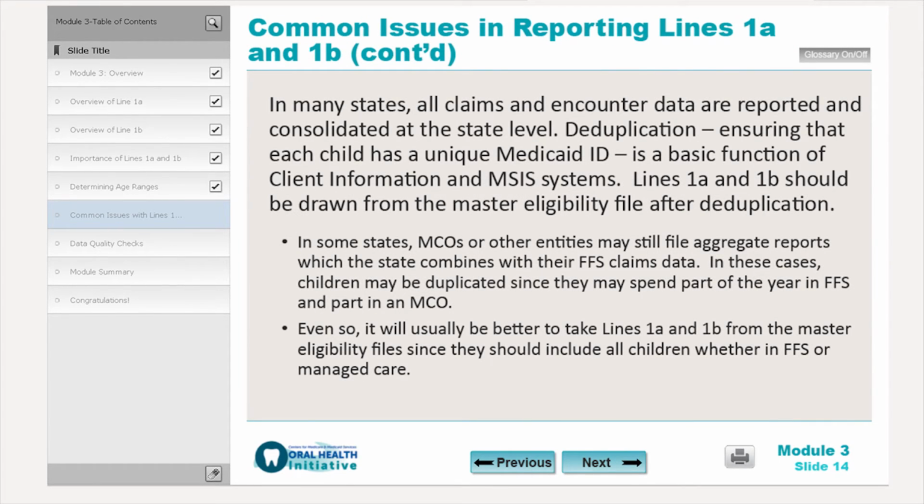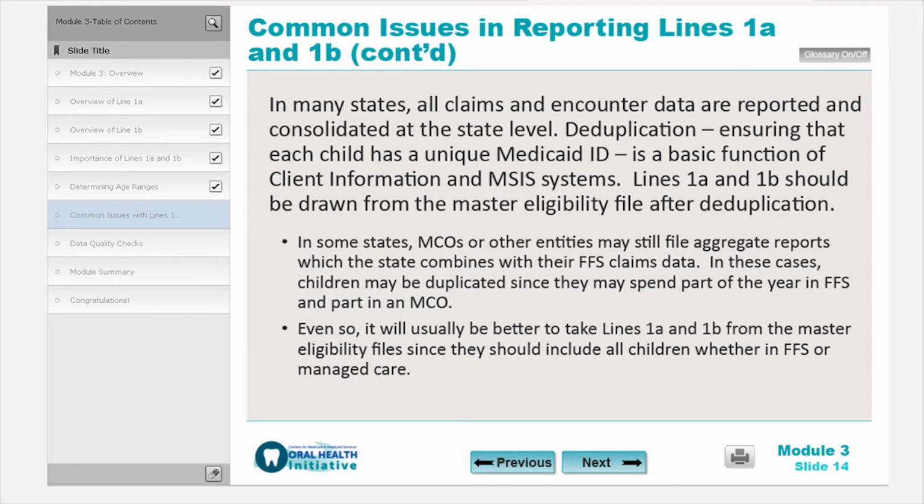In many states, all claims and encounter data are collected and then consolidated at the state level. Deduplication, or ensuring that each child has a unique Medicaid ID, is a basic function of Client Information and Medicaid Statistical Information Systems, or MSIS. Lines 1A and 1B should be drawn from the master eligibility file after deduplication.